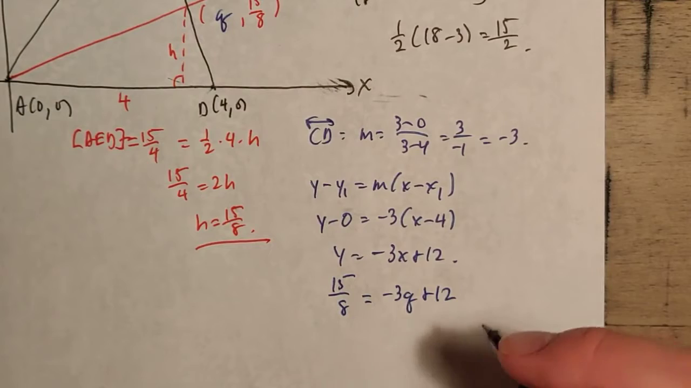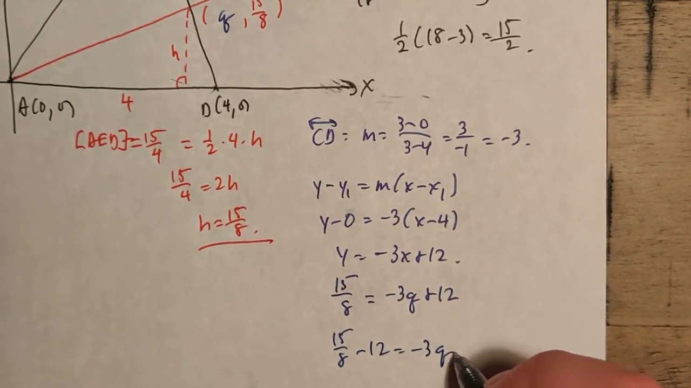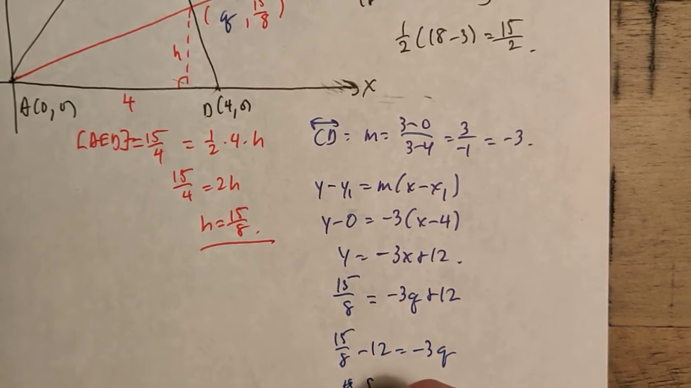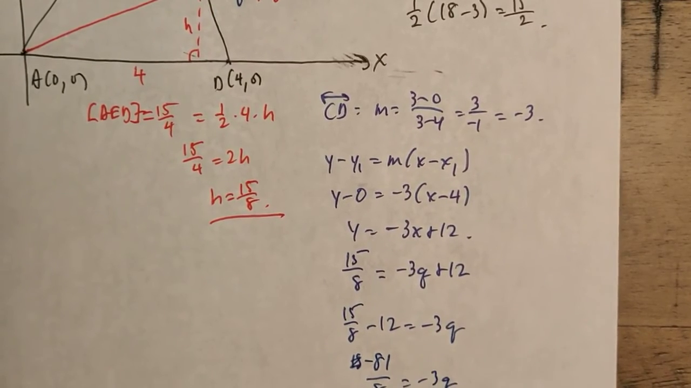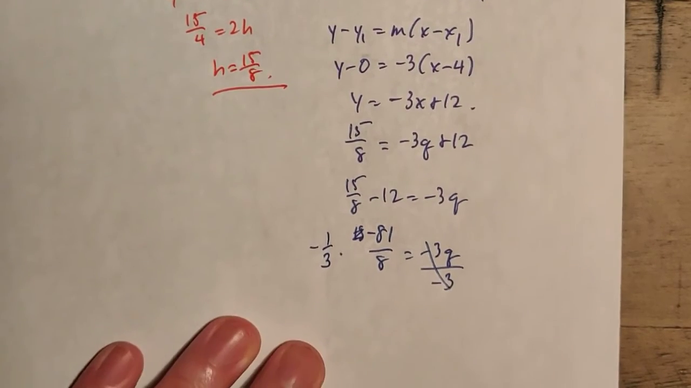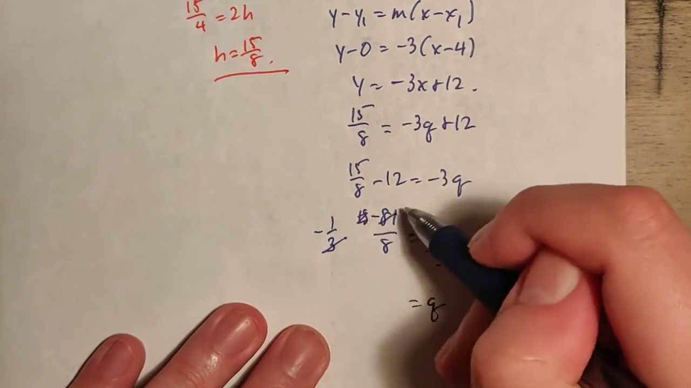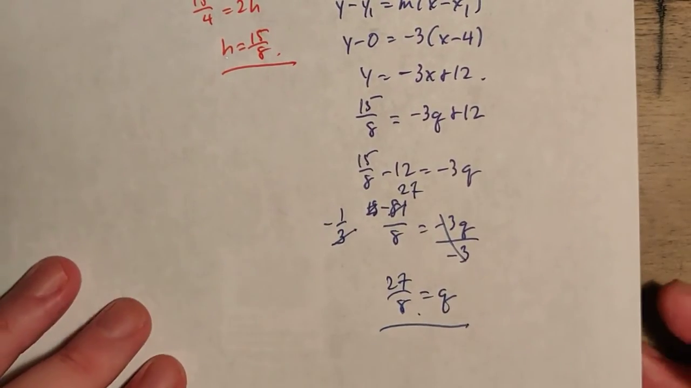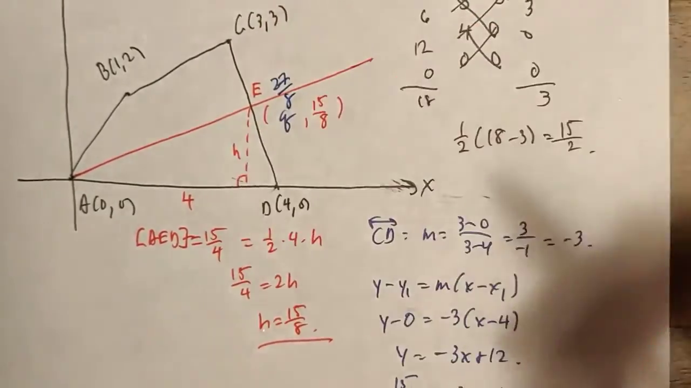So let's see, that's 15 over 8 minus 12 equals negative 3Q here. 12 is 96 over 8, so it's 15 minus 96, which is minus 81 over 8, equals minus 3Q here. So I can divide both sides by negative 3. That's really multiplying by negative 1/3 on both sides here. So in this situation, Q is, 3 goes into 81 27 times. So that's 27 over 8, and that's a positive value here. So Q is 27 over 8, and we know that there are no common factors here. So that means this point is 27 over 8 comma 15 over 8.